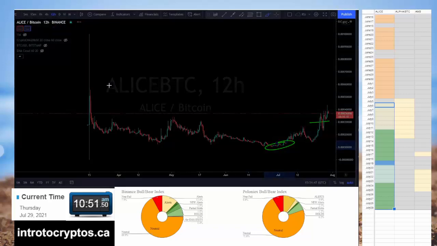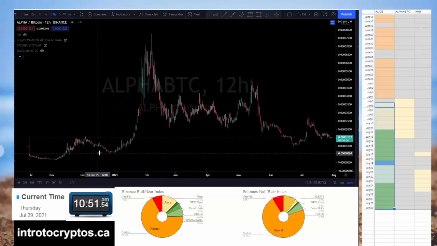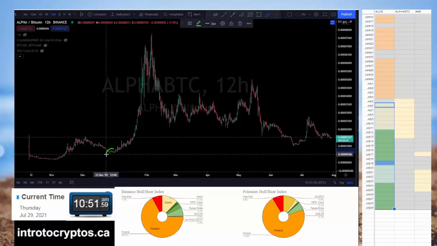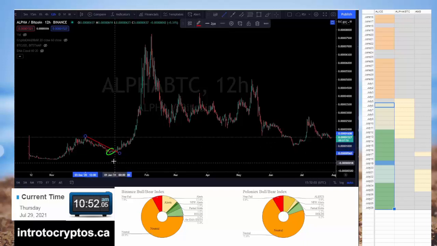So alpha versus BTC. The first thing I'm seeing here is that we had a big move from the early part of January. This would have given our trading signal. We had the break of the downtrend line. This is one of our requirements.